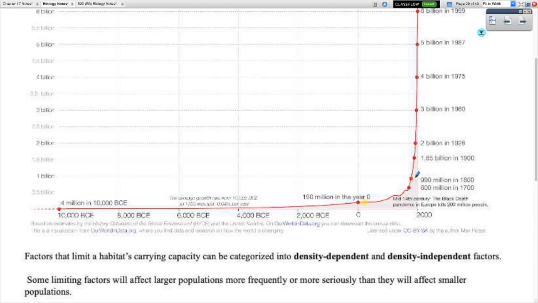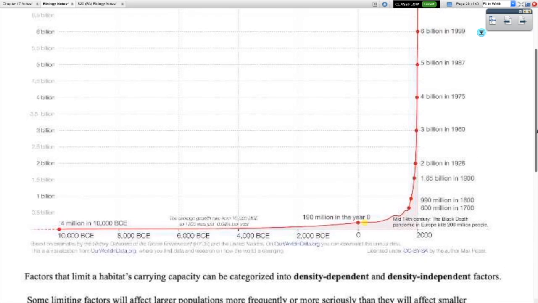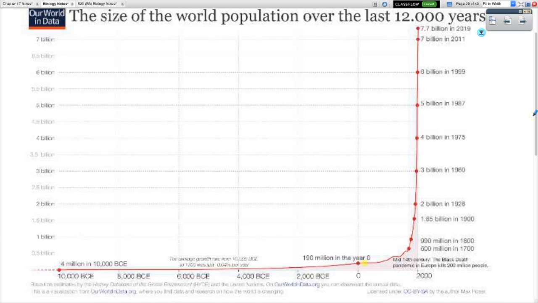Do you remember where we are now? Just 150 years later, we are at almost 8 billion people. So it took us a couple 100,000 years to get to our first billion, and then the next 7 billion only took 150 years. Exponential growth. Not only was it growing, it was growing faster and faster and faster. So notice 1.65 billion in 1900, only 100 years ago.